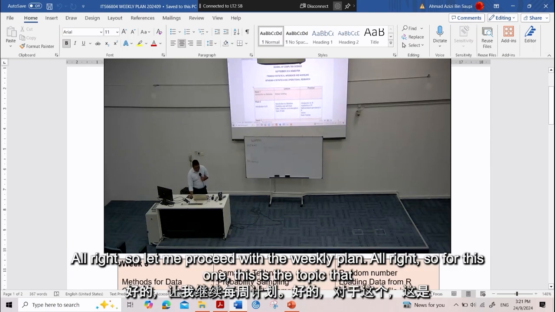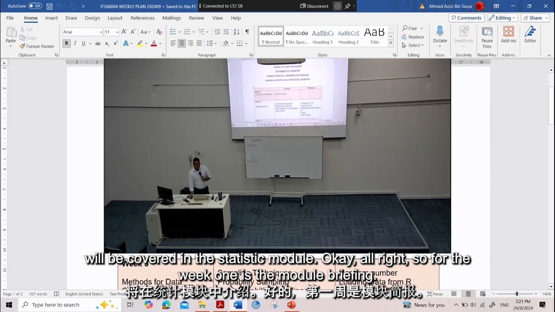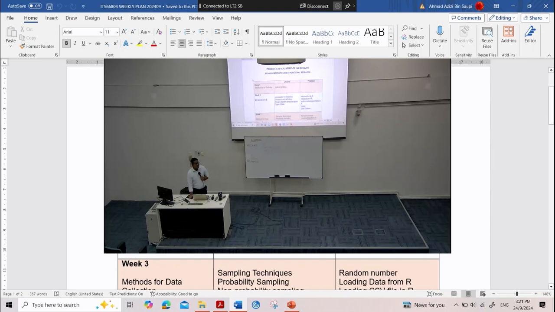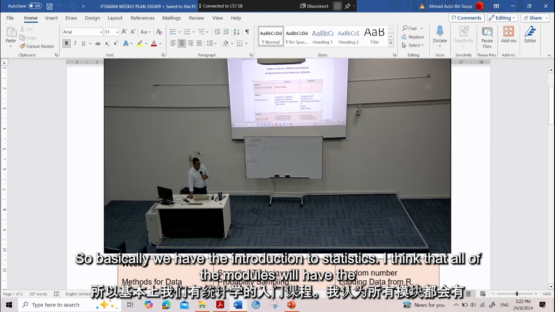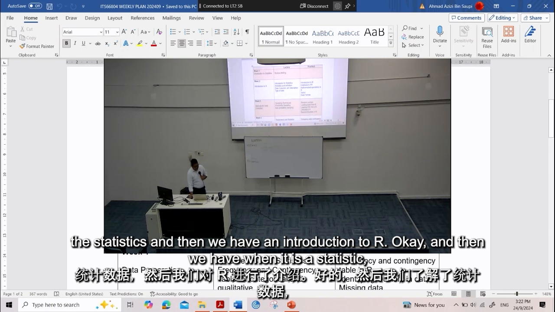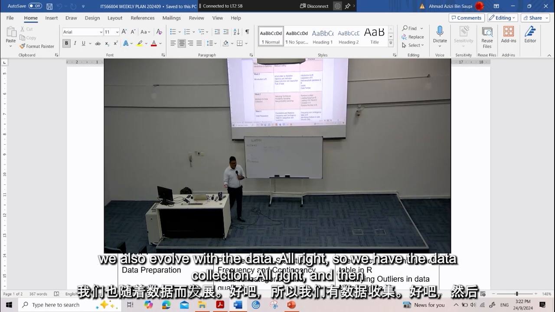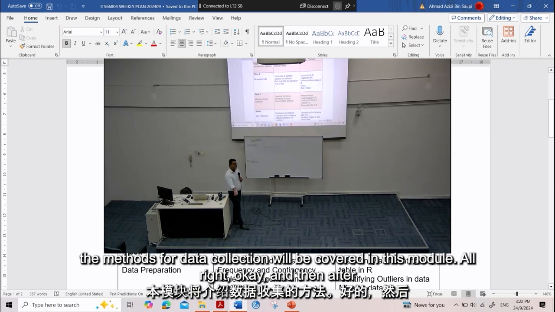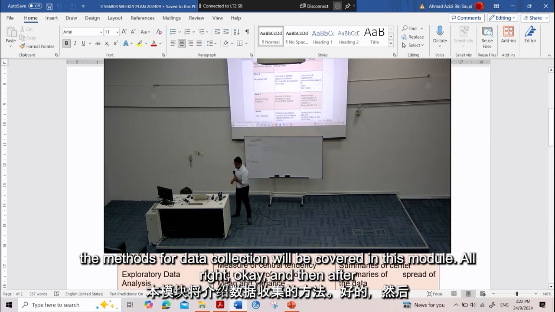So these are the topics that will be covered in the statistics module. For week one is the module briefing. Basically we have the introduction to statistics. I think all modules have an introduction about the module itself, and it is the same here. So introduction to statistics, then introduction to R, and then, since it is statistics, we also involve data. So we have data collection, and the methods for data collection will be covered in this module.